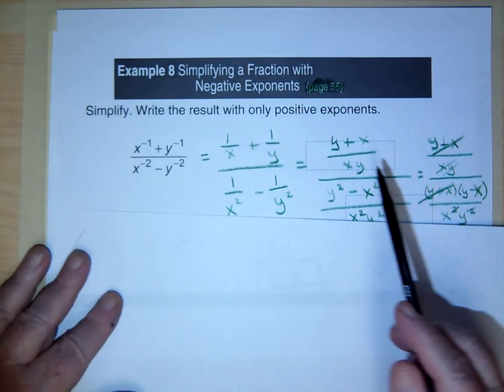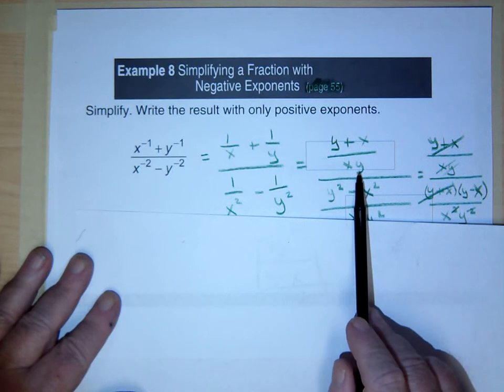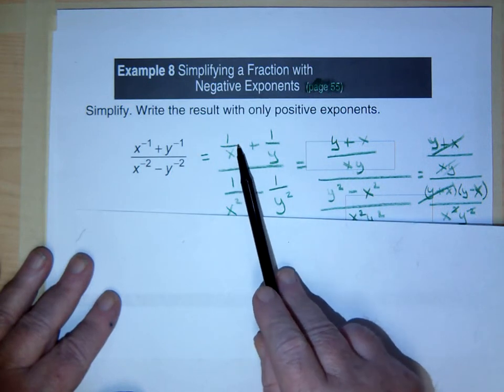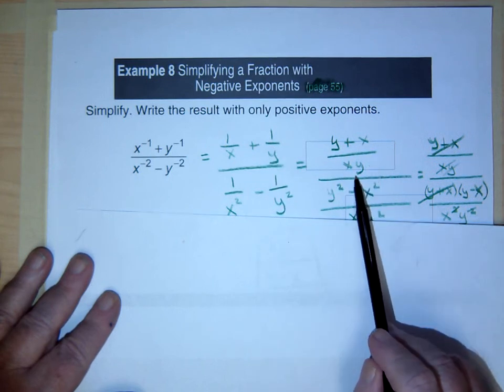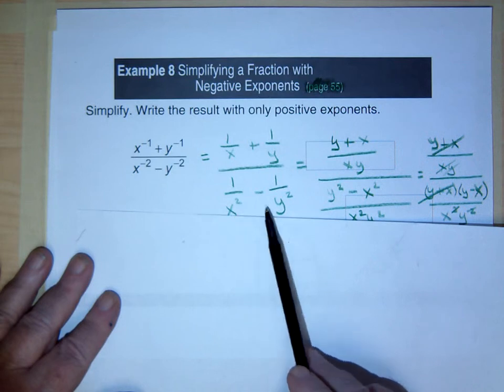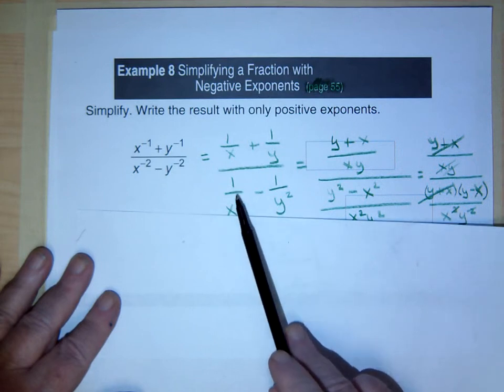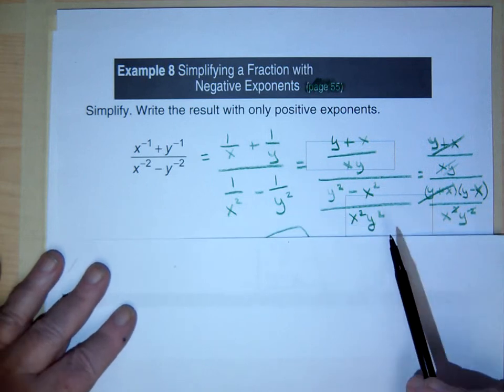Now I get a common denominator up here. The common denominator is going to be x times y. And so here I'll multiply top and bottom by y. Here I'll multiply top and bottom by x, so I get y plus x over xy. Down here, the same kind of thing. The common denominator is going to be x squared y squared, so I'll multiply top and bottom by y squared here, minus top and bottom by x squared here, put it all over the common denominator.